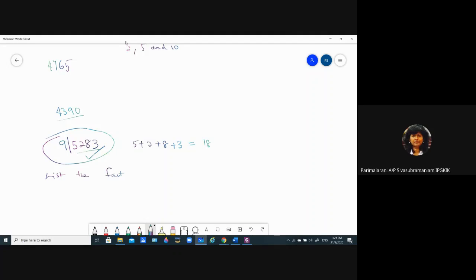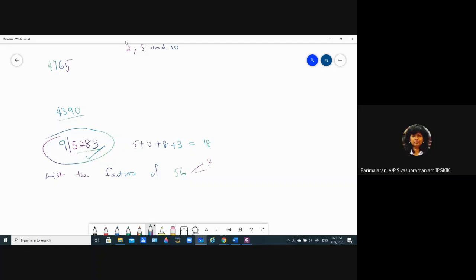Now list the factors. If the question is like this, list the factors of 56. How would you do that? You're supposed to list the factors, so you check one by one using the divisibility rule. Is 2 a factor? Yes. Next, 3.